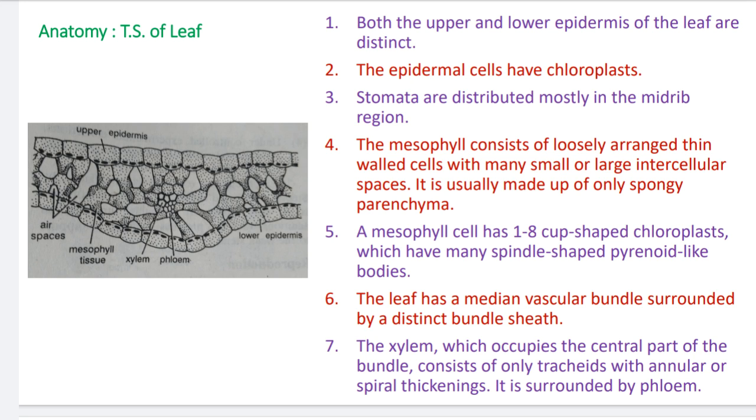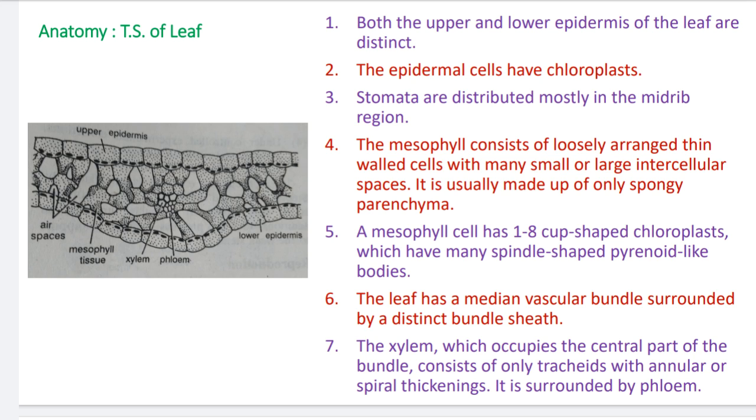Spongy means sponge-like. Number 5, a mesophyll cell has 1 to 8 cup-shaped chloroplasts, which have many spindle-shaped pyrenoid-like bodies. Each cell again has a spindle-shaped pyrenoid, which is the starch synthesizing body.